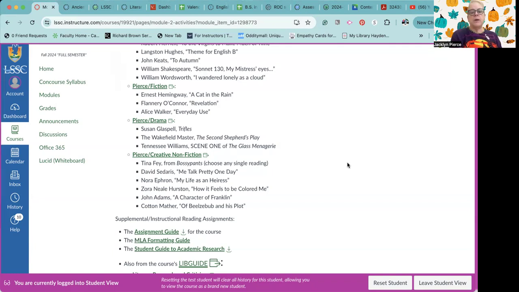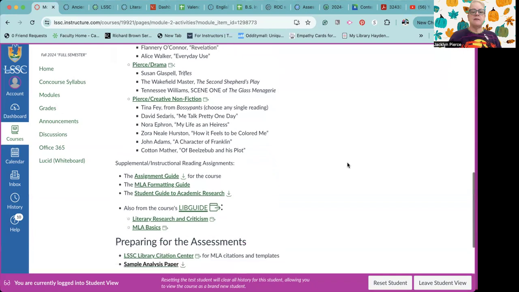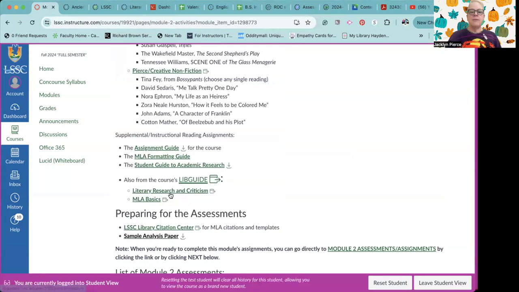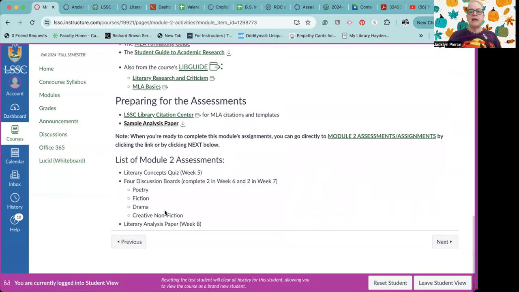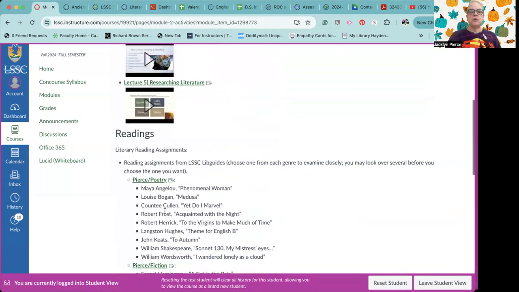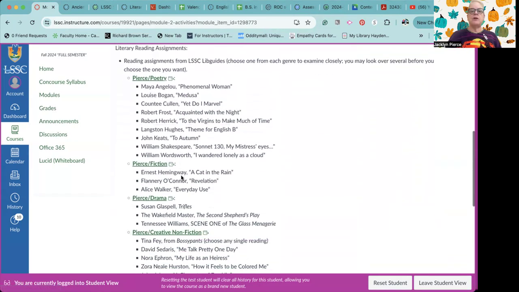And then you're going to have some additional reading assignments: the assignment guide for the course, a reminder of what we're doing and how to handle that, the MLA formatting guide, and then a guide to academic research. Everything that you need is in the LibGuide, so it's all available through this link and through the individual links above. There is also some information on the LibGuide about literary research and criticism that you'll take a look at, along with the MLA basics section. So once you have done that, you really just need to get started with the videos and things like that before you take the quiz this week.